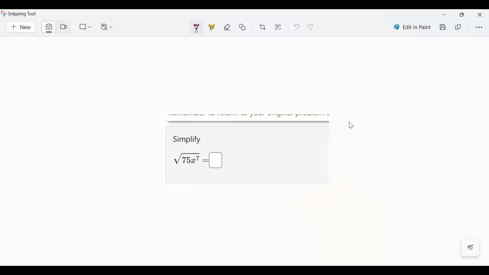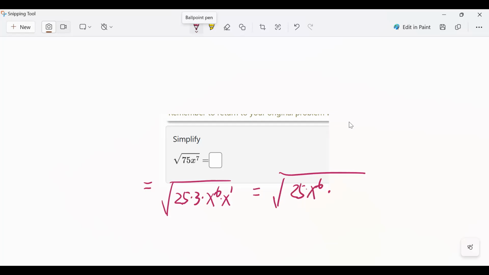Let's go over the solution here. Okay, so again, break down 75 as 25 times 3. 25 is the maximum perfect square going into 75. Similarly, break down x to the seventh as x to the sixth and x to the first. Then you're going to put the 25 and x to the sixth together, and then 3x together. And you can split this into 3 radicals: radical 25, radical x to the sixth, and radical 3x.